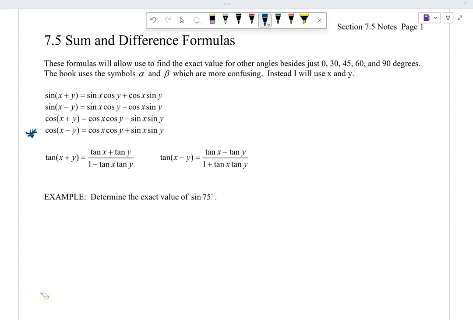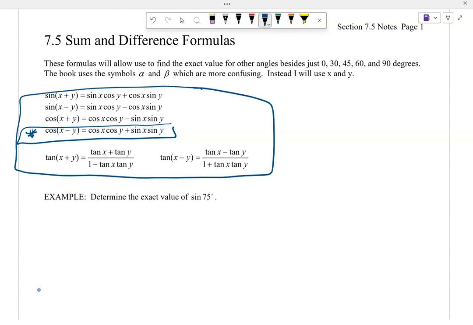And so we showed you where one of these came from, right, with that proof right there. So let's go ahead now and use these. I've got 6 of these that we can use today: our sum and difference formulas. Again, they're useful for finding exact values for stuff that's not on our unit circle.